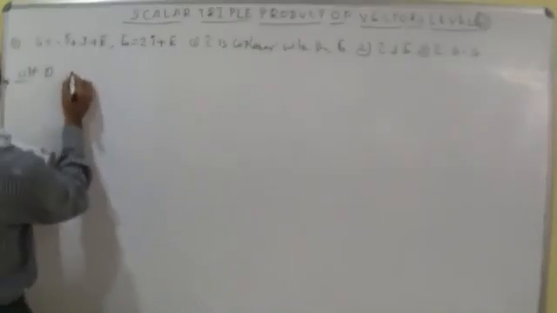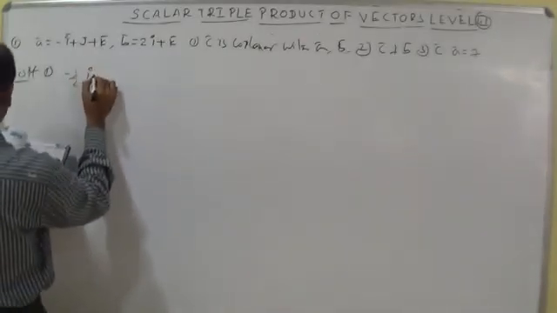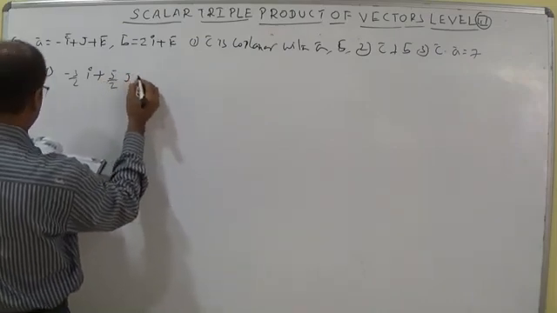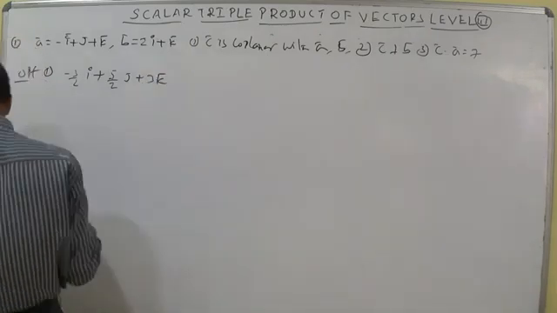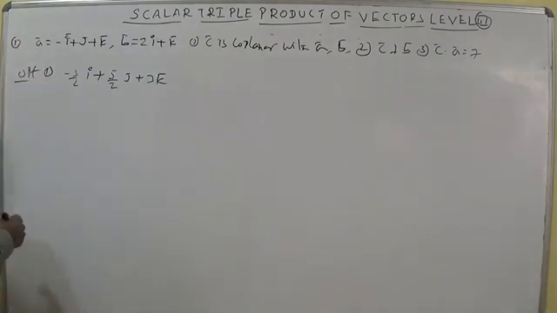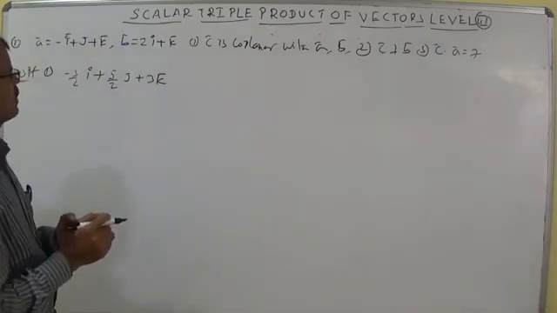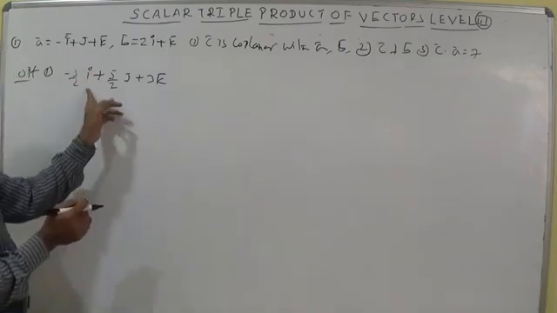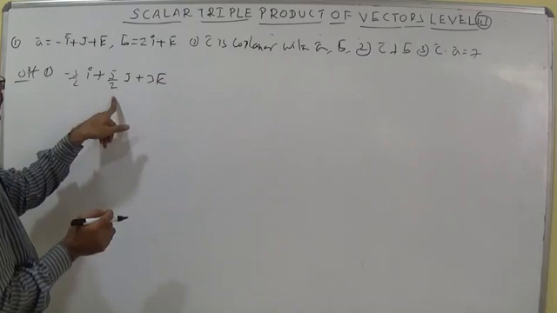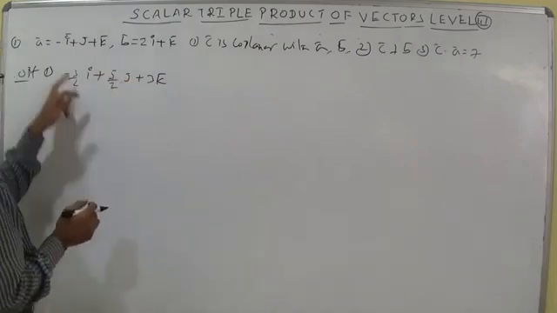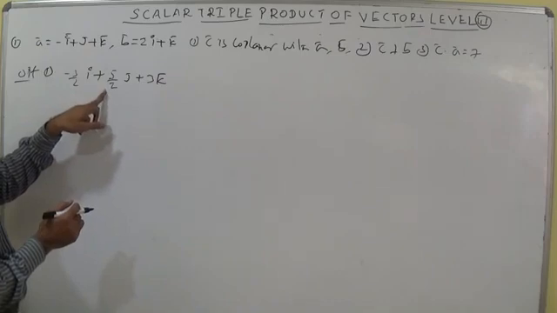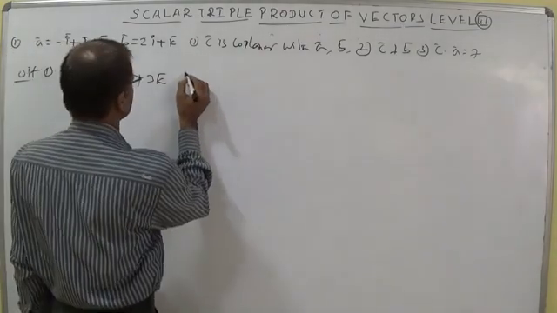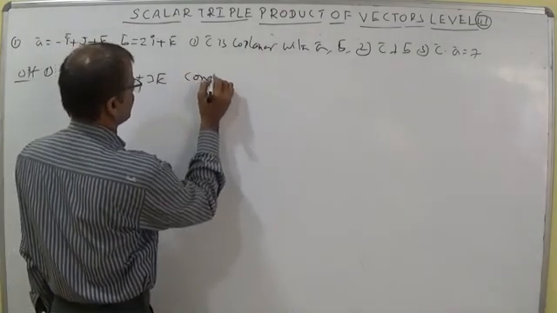Option 1: minus 3 by 2 i plus 5 by 2 j plus 3k. So verify the conditions. Coplanar means the determinant should be equal to 0. First the perpendicular condition, C dot B: minus 3 plus 3 is 0, good. And C dot A is 3 by 2 plus 5 by 2, which is 8 by 2, 4, plus 3 is 7, done. Now let us discuss the condition of coplanarity.